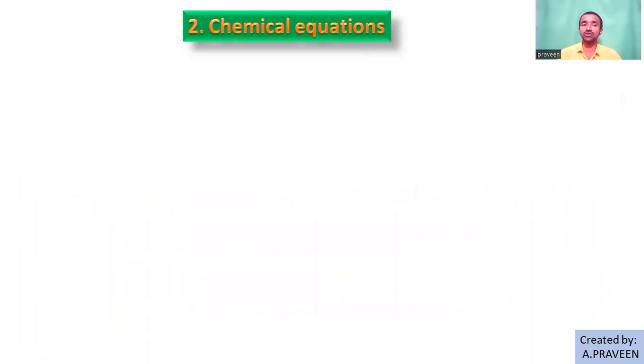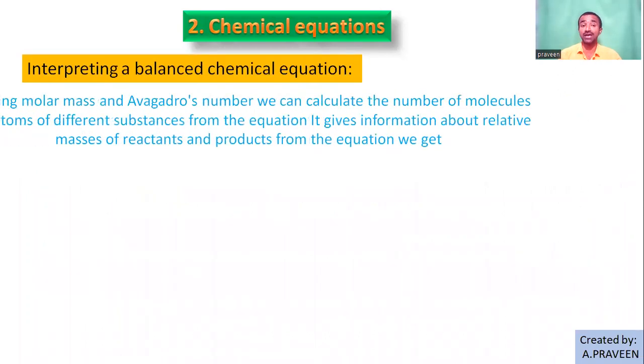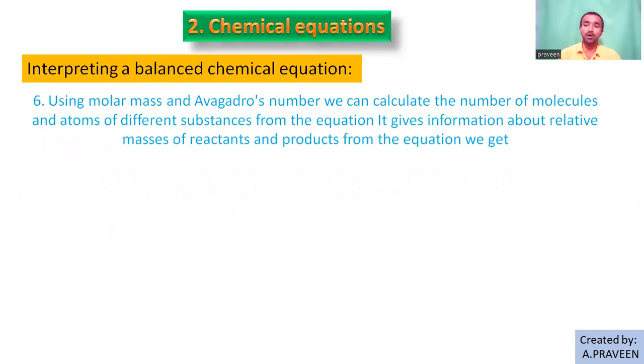Along with that, you are also able to get information about the number of molecules present in the compound before and after the change, right? By knowing Avogadro's number, which is 6.023 × 10^23 molecules per mole. Mole simply means a fixed mass, the gram molecular weight. So a gram molecular mass of a substance consists of 6.023 × 10^23 molecules.